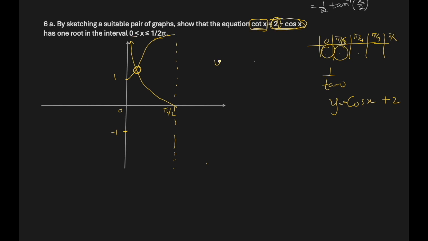So to summarize, I drew a graph of y equal to cot x, and this is what you should do all the time if you want to show graphically. Y equal to minus cos x plus 2: on the right hand side one function, on the left hand side one function, so they cross here. So by sketching, we have shown that there is only one solution. One root means one solution, one point of intersection of the two.